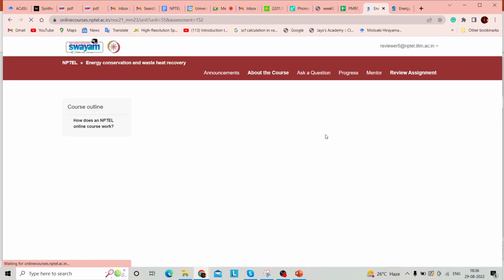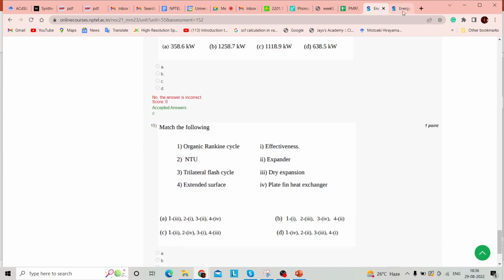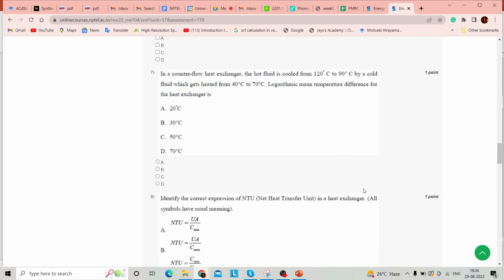And also the 7th question. Yeah, the 7th question, you are asking how to do that. No, I know, madam. That is the logarithmic mean temperature difference for the counterflow heat exchanger. It is capital T1 minus small t2, minus capital T2 minus small t1, divided by the natural logarithm of capital T1 minus small t2 divided by capital T2 minus small t1.